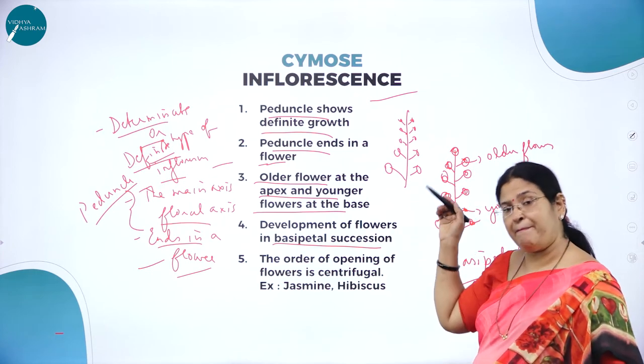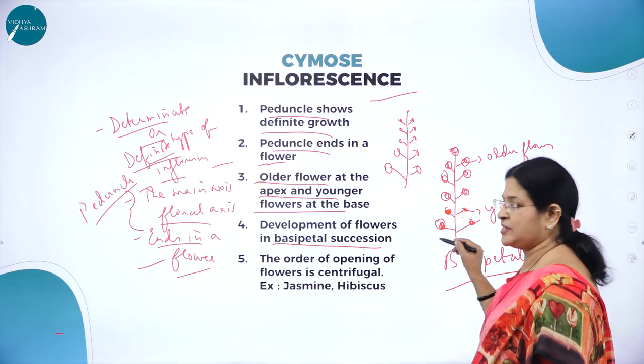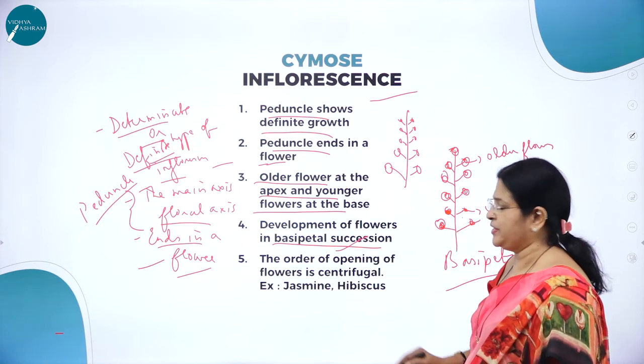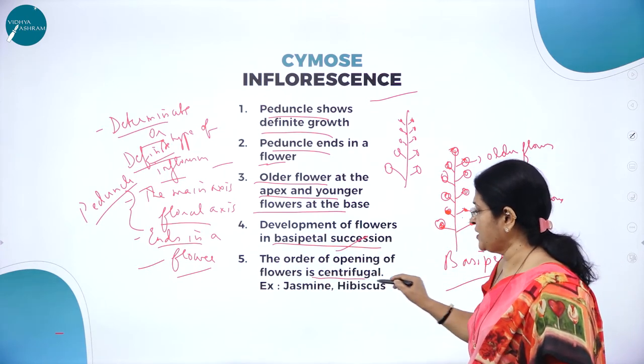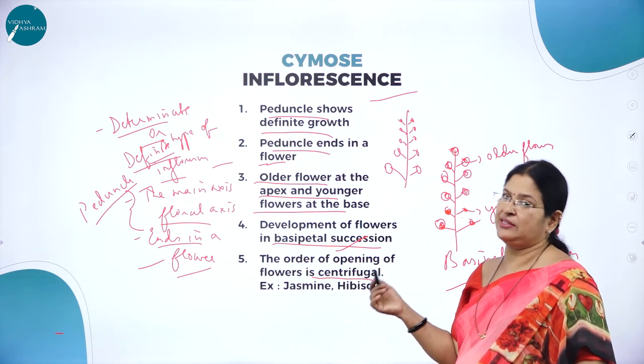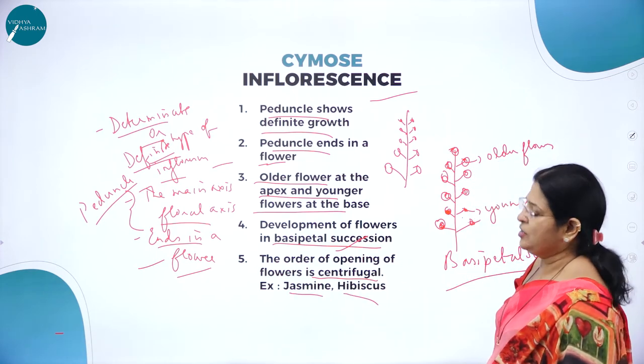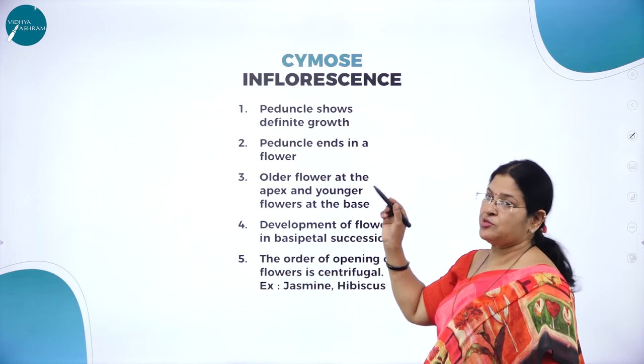Here, from apex to base, older flowers are at the apex and younger flowers are at the base, and such an arrangement is called basipetal succession. The order of opening of flowers is centrifugal. That is, the older flowers will open first and then the younger flowers. Example, jasmine and hibiscus. I repeat, what are the features of cymose inflorescence?